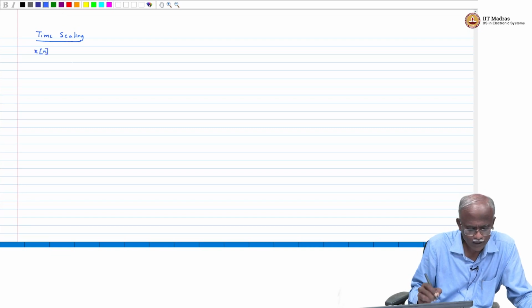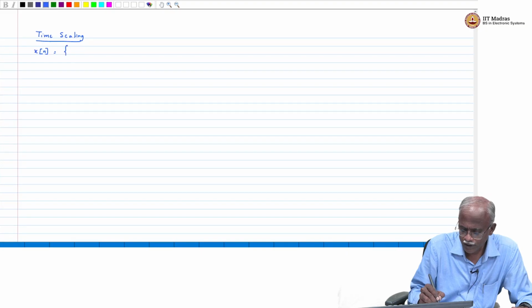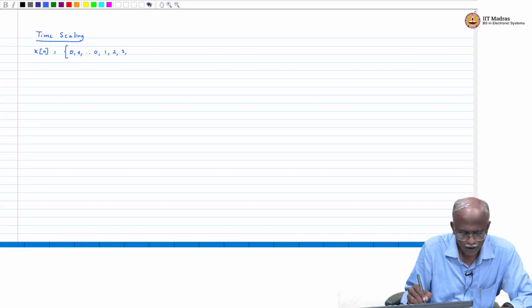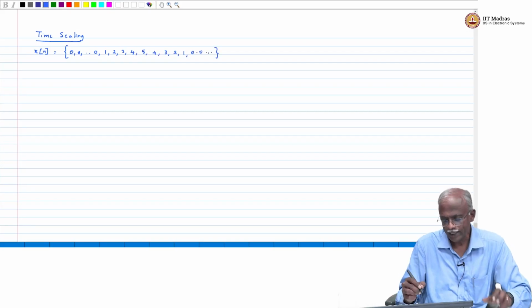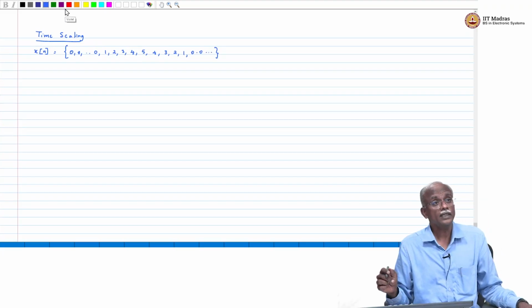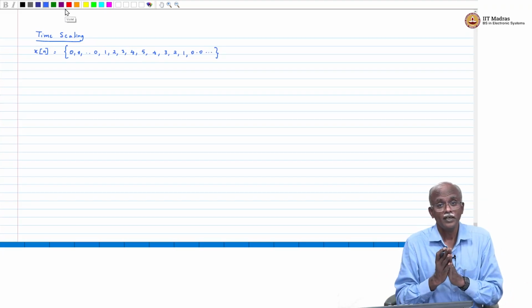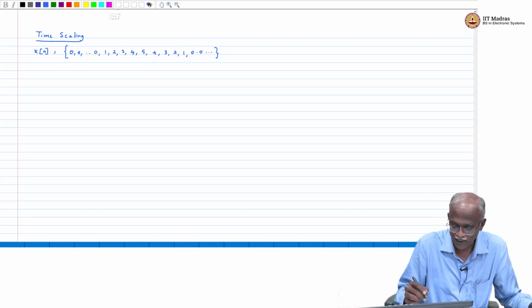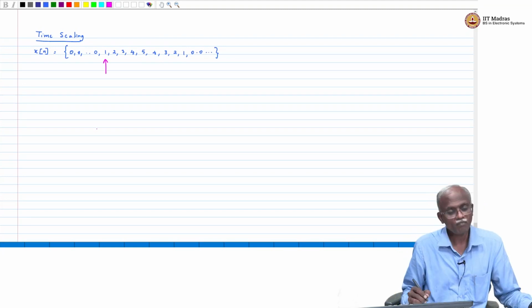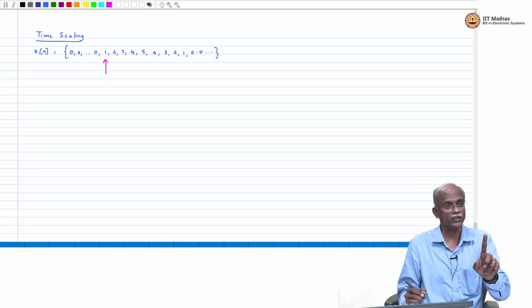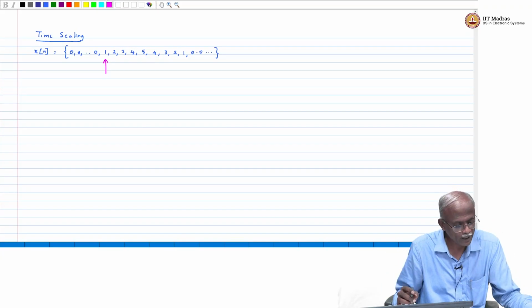Let me give you a sequence. This is a sequence x of n, which is many zeros, and then finally starts with a 1, 2, 3, 4, 5, and then 4, 3, 2, 1, and then zeros. This is a finite length sequence. Is it causal? You say, okay, where is the origin? I didn't show you the origin. Okay, the origin is here. So finite length sequence, it is causal, and it starts with a sample value equal to 1.